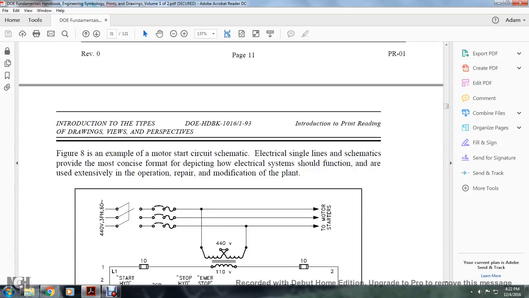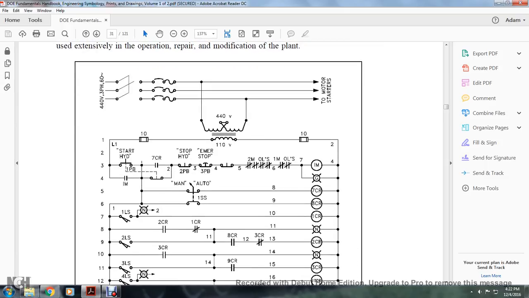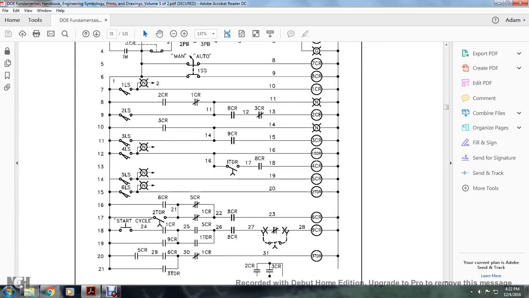Figure 8 is an example of a motor start circuit schematic of the electrical single lines. The schematics, provided in the most concise format, depict how the electrical system should function, and are used extensively in operation, repair, and modification of the plant. So Figure 8 shows an example of the schematic.